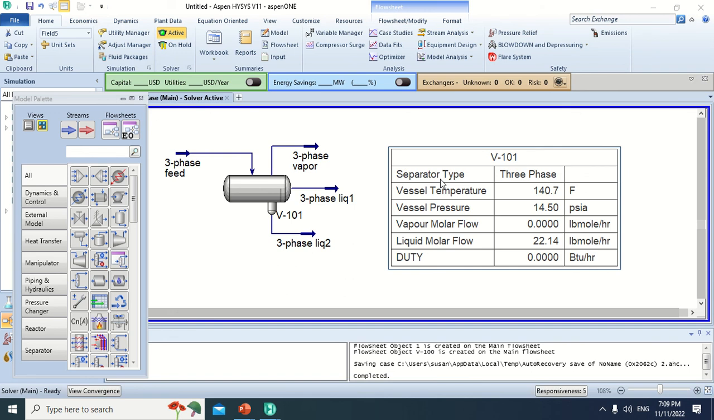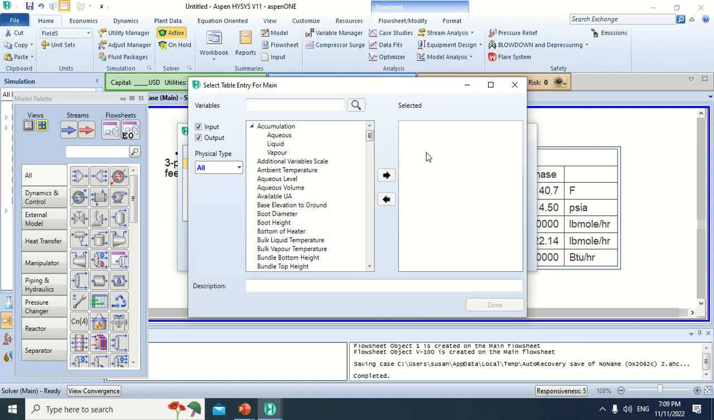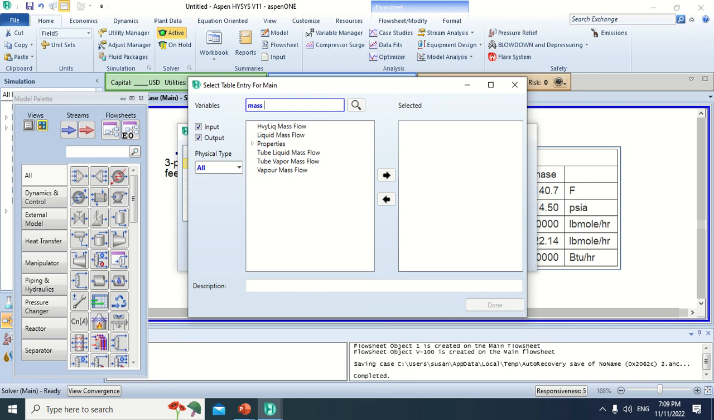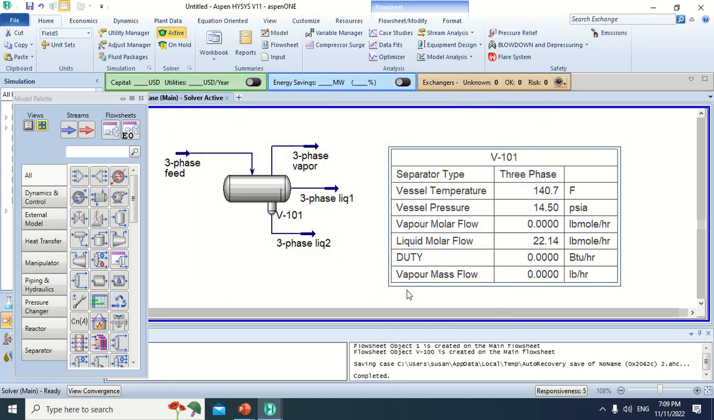I can do it again for us. Double click, add variable, and now I want to see the number of mass flow. Mass flow. Yes. For example, vapor mass flow. Yes. We can see vapor mass flow on show table. It's really easy peasy.